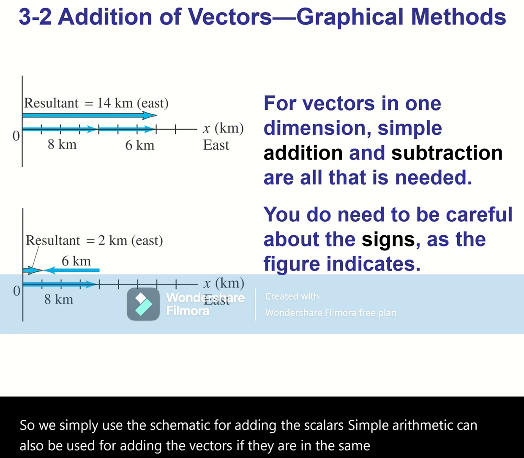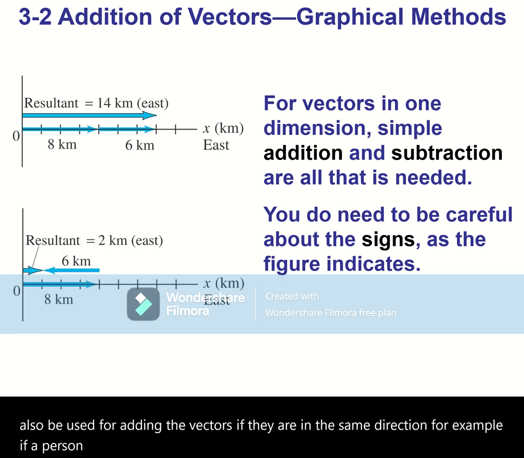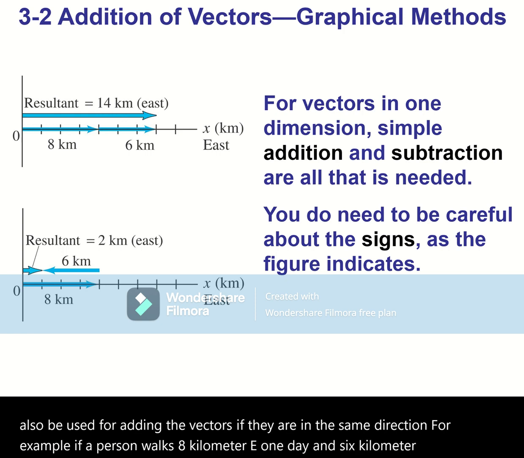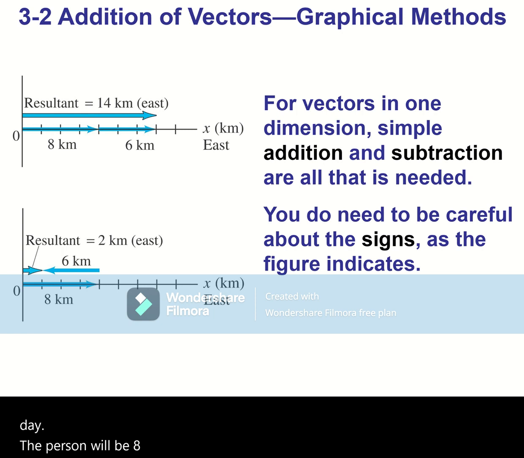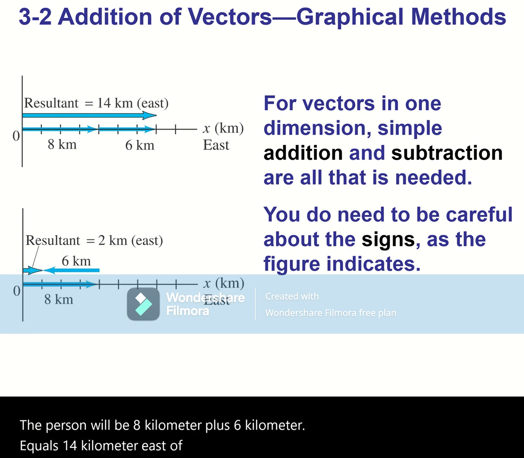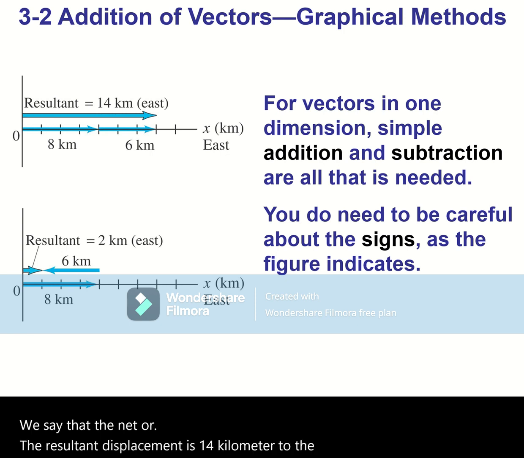For example, if a person walks 8 kilometers east one day and 6 kilometers east the next day, the person will be 8 kilometers plus 6 kilometers equals 14 kilometers east of the point of origin. We say that the net or resultant displacement is 14 kilometers to the east, as you can see in this figure.